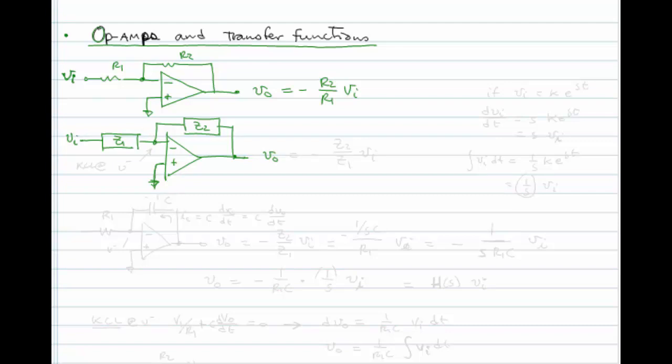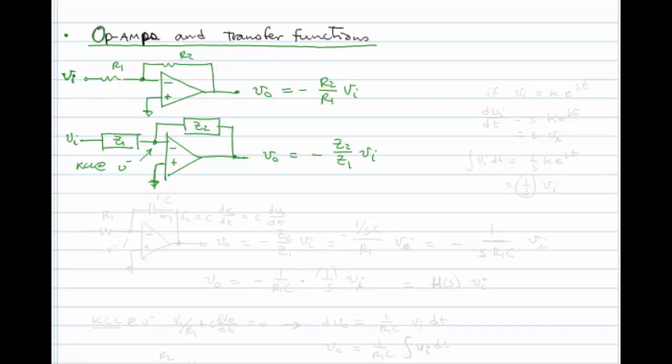If you solve this by writing KVL or KCL at the inverting input, you're going to end up with the same expression as the case where we have R1 and R2. Mainly, Vout is equal to minus Z2 over Z1 times VI. The special case would be if Z2 is equal to R2 and Z1 is equal to R1, then of course the output voltage is just minus R2 over R1 times VI.